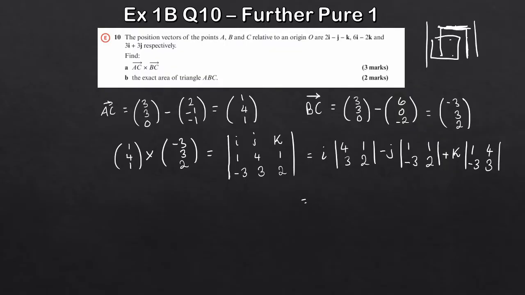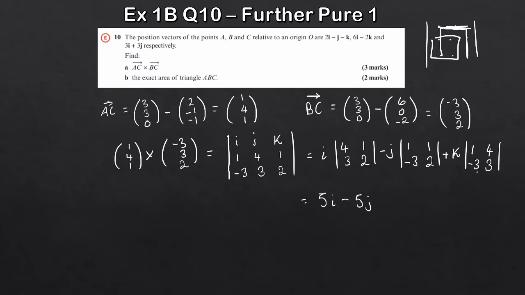No, that's fine. So 4 times 2 is 8, minus 3 times 1, so that's 5, so I'm going to get 5i. This is minus j, but let's just work out the 2 by 2 determinant. So 1 times 2 is 2, minus 3 times 1, so that's going to be plus 3. But because this is minus j, this works out as positive 5, but because this is minus j, it's going to be minus 5j.